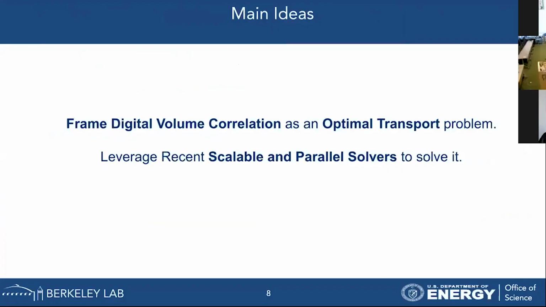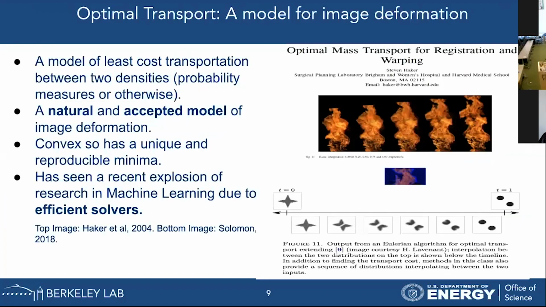So our idea is relatively simple. There's an area out there called optimal transport. This is borrowing ideas from mathematics. And in particular, there's recent work on scalable and parallel solvers to solve this problem. So we're going to frame image deformation or digital volume correlation as an optimal transport problem. And then we're going to exploit these scalable and parallel solvers that exist to handle it.